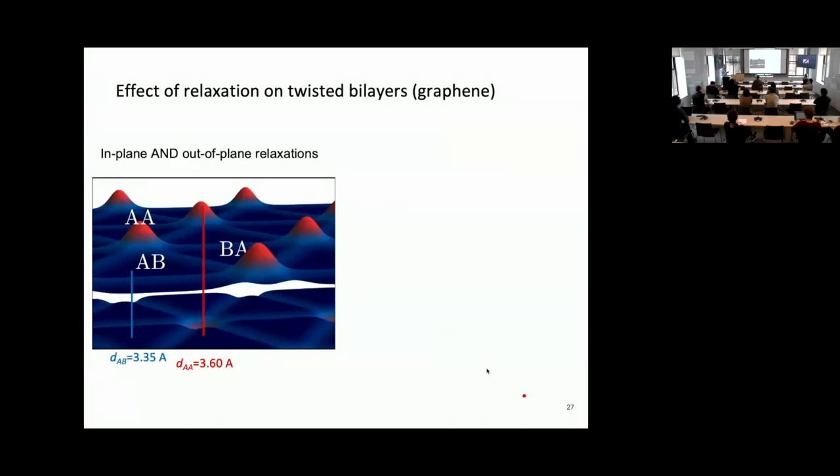The distance between regions of AB or BA is 3.35 angstroms, the vertical distance. That's almost exactly the same as in graphite, where you have an infinite number of planes in their ideal stacking, whereas the distance between AA regions is about 3.6 angstroms. So this is about 10%. This is a significant relaxation. It's sort of enhanced here to show it, but on the atomic scale, it's quite significant.